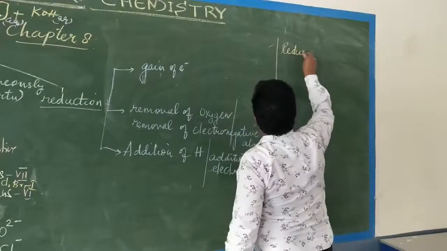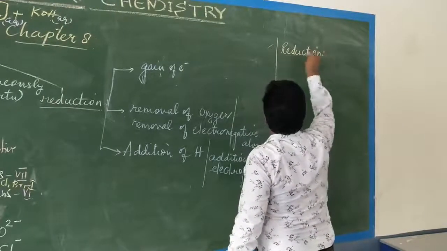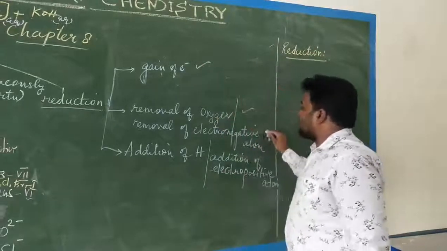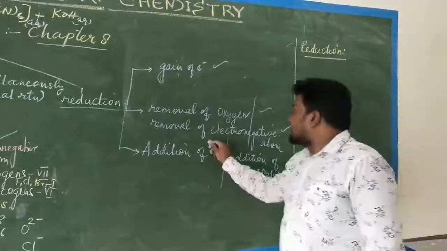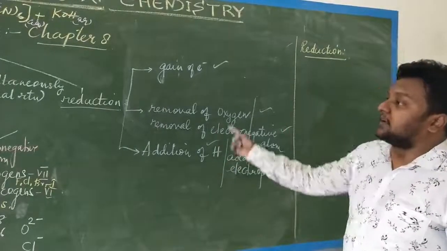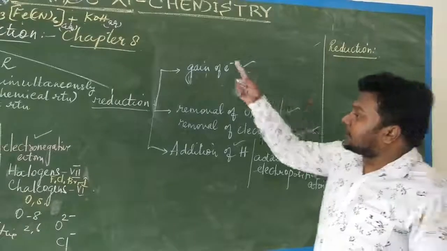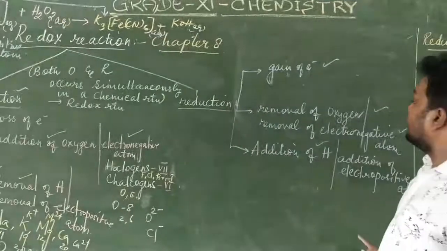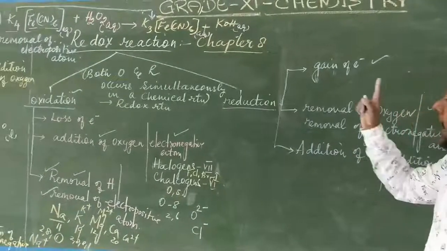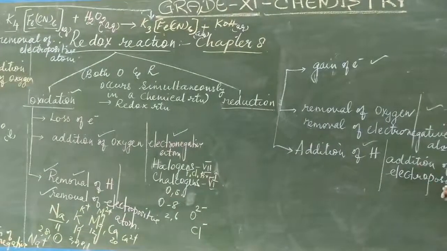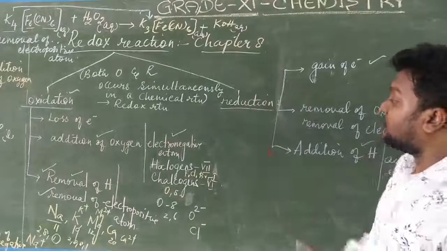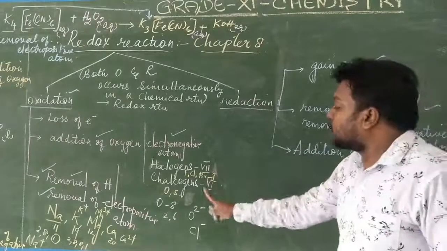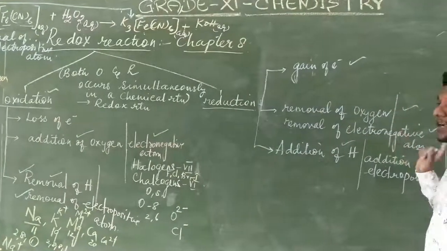So what is a reduction reaction? The reduction reaction is gain of electrons, removal of oxygen, removal of an electronegative atom, then addition of hydrogen and addition of an electropositive atom. What is happening in oxidation? Loss of electrons. In reduction, gain of electrons. Addition of oxygen in oxidation and addition of hydrogen in reduction. Addition of an electronegative atom, here addition of an electropositive atom. There removal of hydrogen, here removal of oxygen. Removal of an electropositive atom, here removal of an electronegative atom.